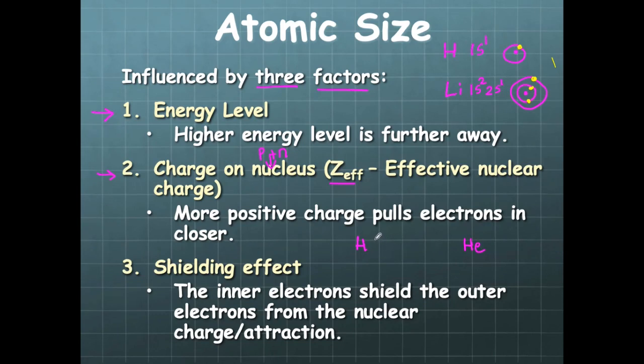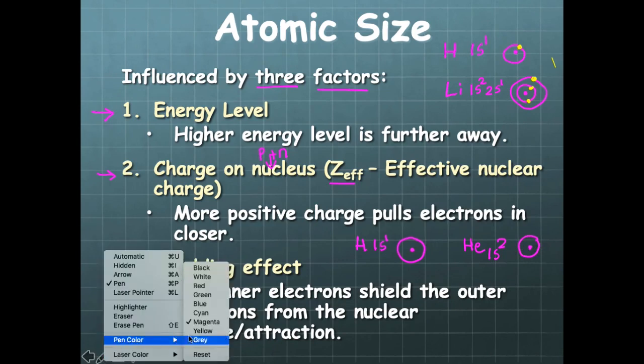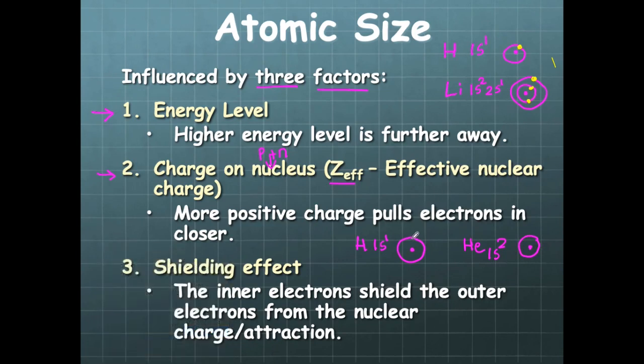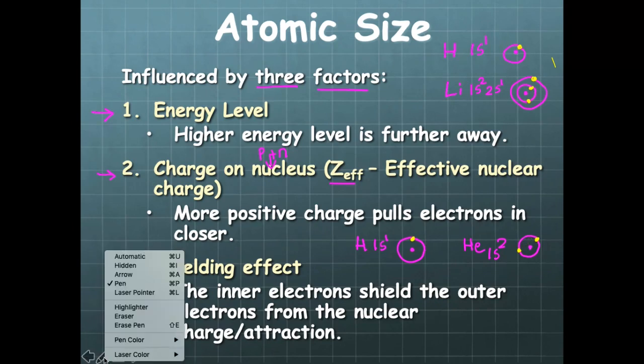Hydrogen has 1 electron in the first energy level. Helium has 2 electrons in the first energy level, 1s2. So let's draw the Bohr diagram. We have the nucleus here, and then we have 1 energy level. For helium also we have the nucleus and an energy level. Let's draw the electrons now. We have only 1 electron here and 2 electrons here.